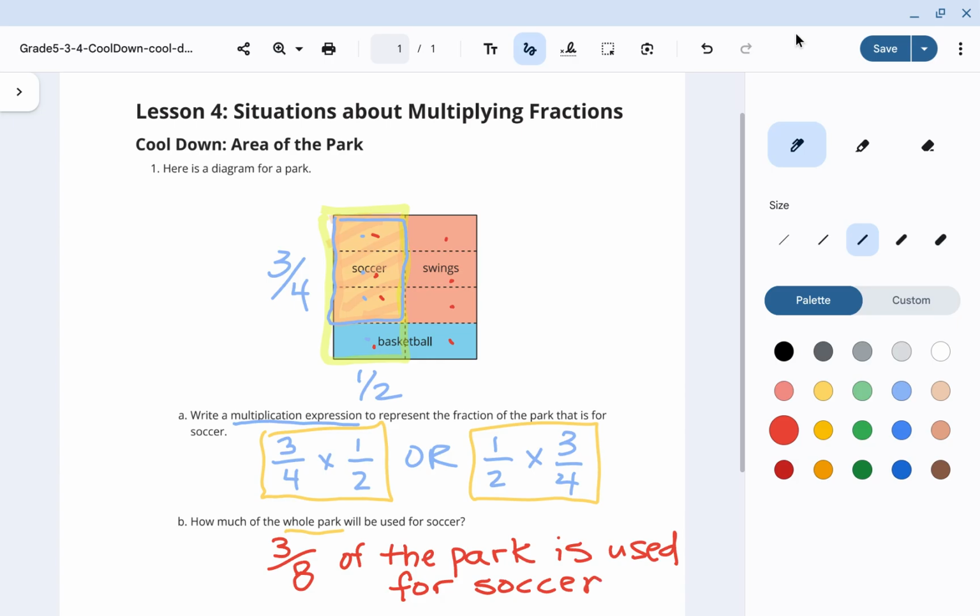Remember, boys and girls, we want to give some context back to what our number means, and the key thing to make sure you say in your statement is that the 3/8 relates to the entire park. Okay, boys and girls, that finishes up our lesson for Cooldown.